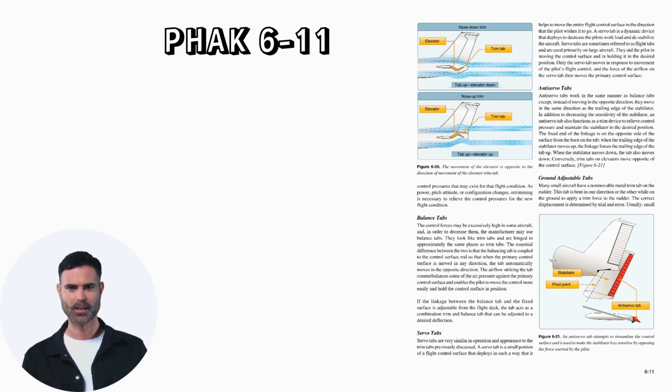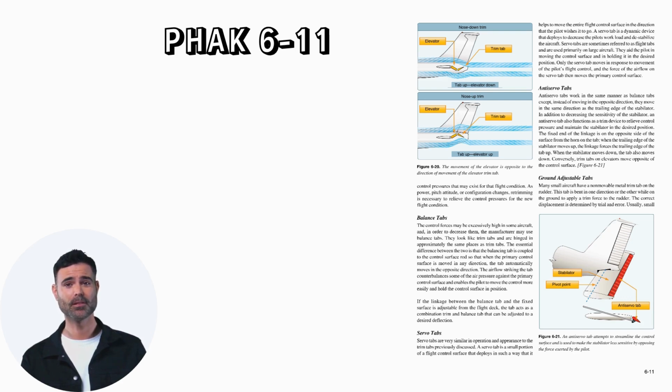Anti-servo tabs. Anti-servo tabs work in the same manner as balance tabs except, instead of moving in the opposite direction, they move in the same direction as the trailing edge of the stabilator. In addition to decreasing the sensitivity of the stabilator, an anti-servo tab also functions as a trim device to relieve control pressure and maintain the stabilator in the desired position.